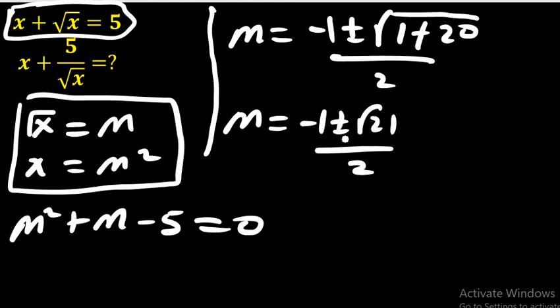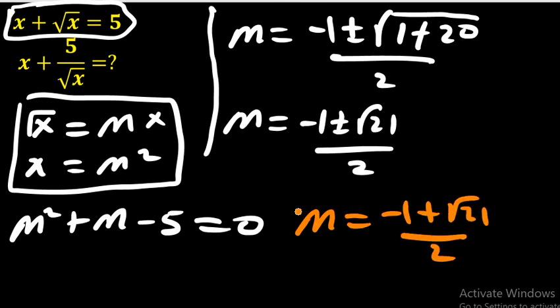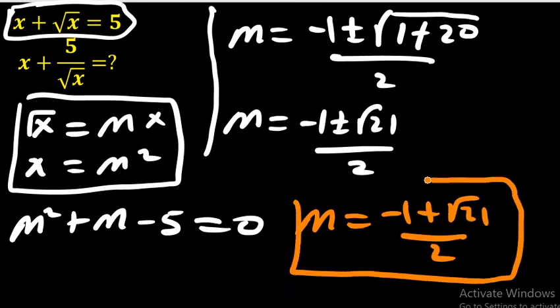But we have here two answers, one negative, one positive. -1 minus radical 21 over 2 will not be taken, because m cannot be negative, as you see here. Therefore, the m value necessarily has to be -1 plus square root of 21 over 2. We have this. This is m. Don't forget, m is the same as root x, radical x.